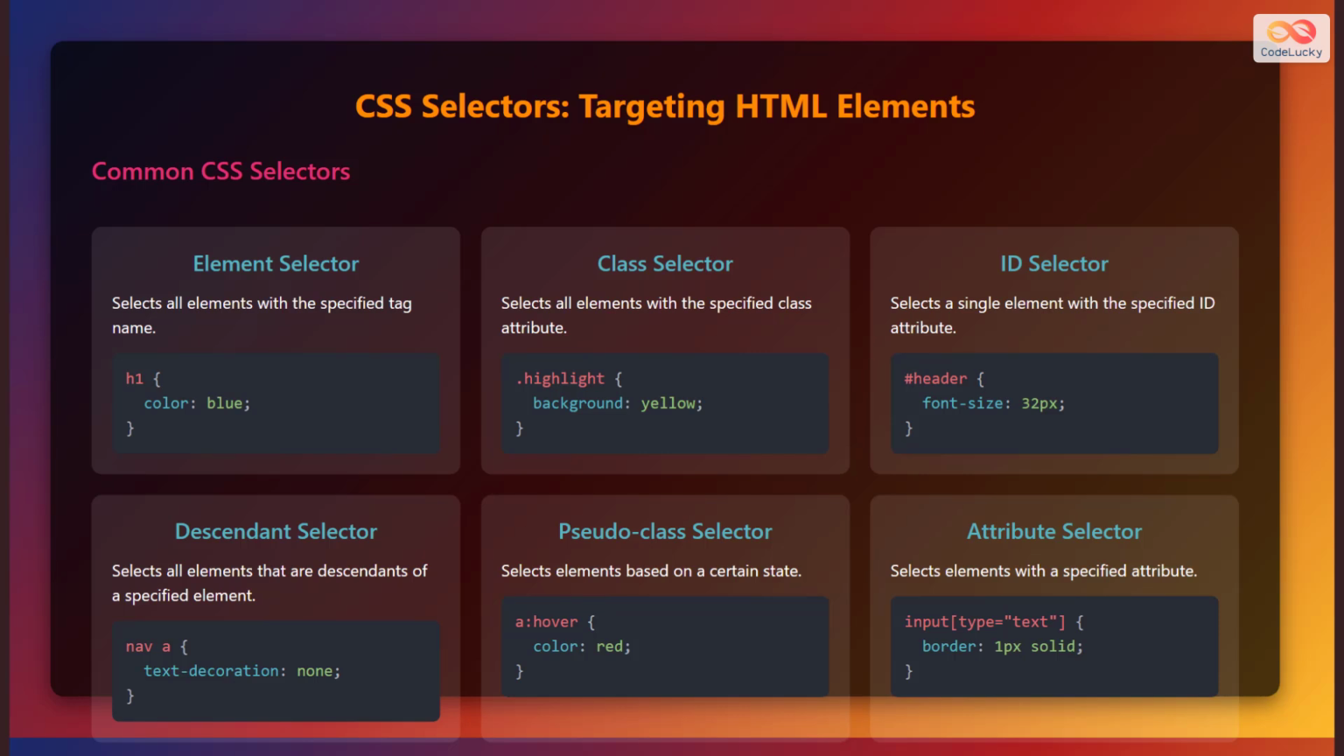CSS selectors are patterns used to select the HTML elements you want to style. There are several types of CSS selectors. Let's look at some common ones. First, the element selector, which selects all HTML elements with the same element name. For example, the code block shows how to select all heading 1 elements and set their color to blue.